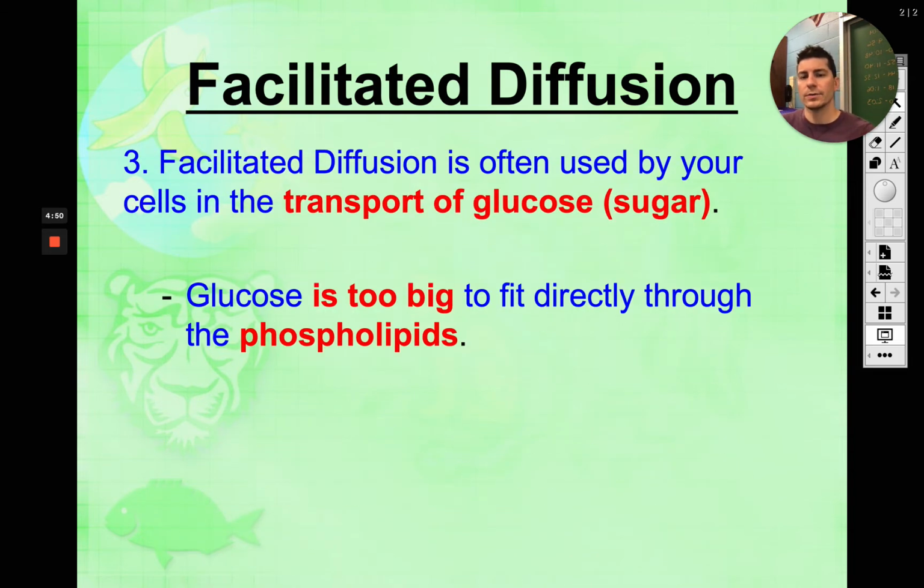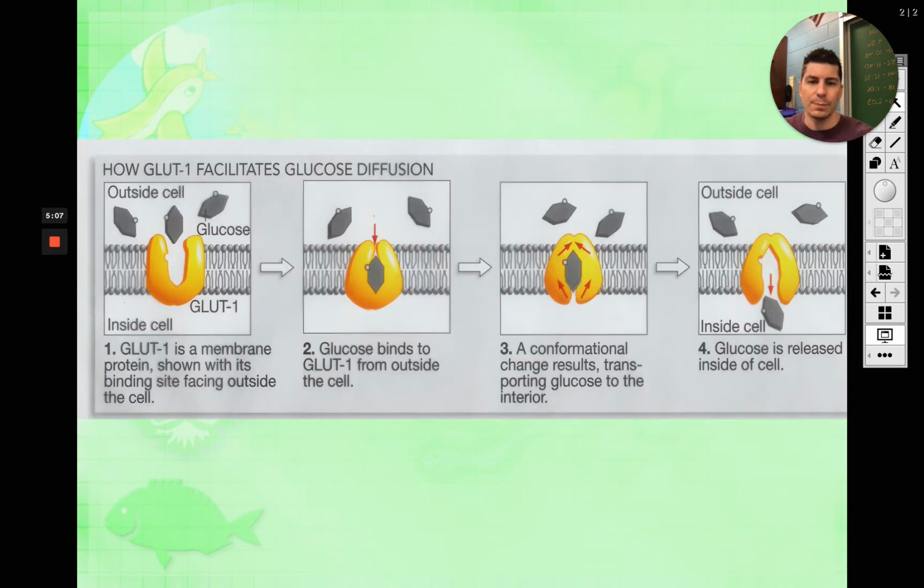So things that are going to move by facilitated diffusion, the big one is glucose. Glucose, larger molecule, C6H12O6. It's also polar. It combines with water. It dissolves in water. Okay, so it is too big to fit through the phospholipids. So we are going to have to find a protein that can move glucose.